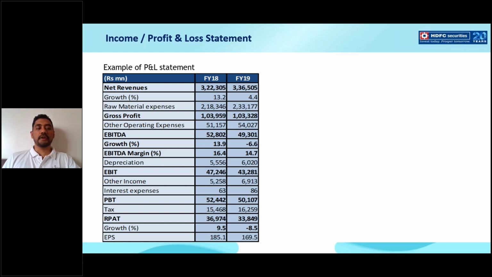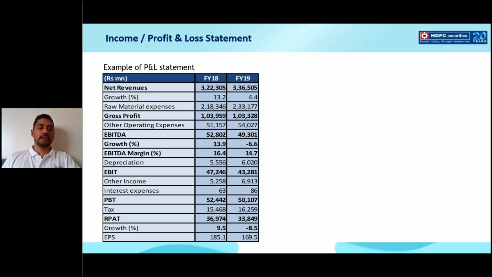Now, after gross profit, if we deduct the other operating expenses like selling and administrative expenses, employee expenses, R&D expenses, which are all important for the operations of the company, we would get the earnings before interest, tax, depreciation, and amortization. So this is the core operating profit of the company. Through the EBITDA margin, we come to know what the company is earning through its core operations before its depreciation policy and its capital structure.